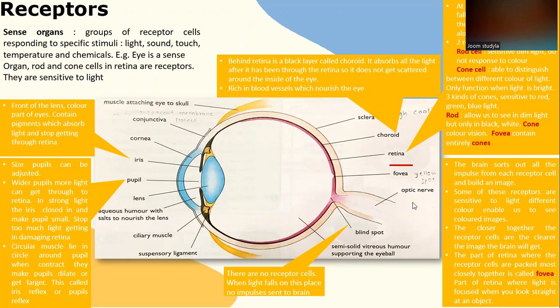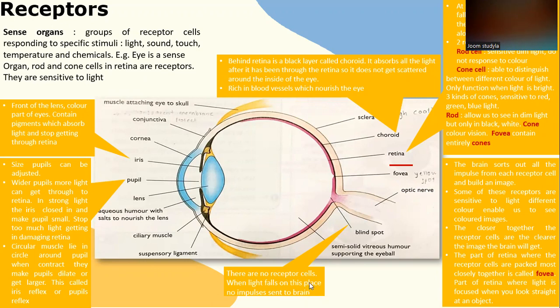Let's look at the choroid. The choroid is located behind the retina. It is a black layer that absorbs all the light after it has passed through the retina, so it does not get scattered around the inside of the eyes. The choroid is rich in blood vessels which nourish the eyes. There is also a blind spot. There are no receptor cells here. When light falls on this place, no impulse is sent to the brain.